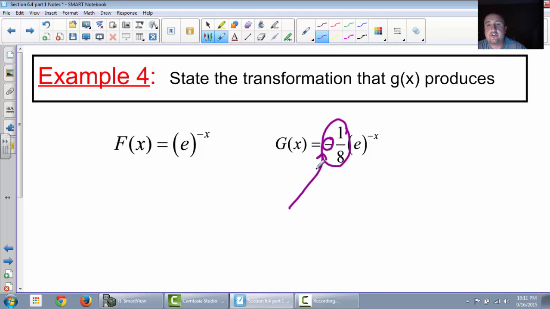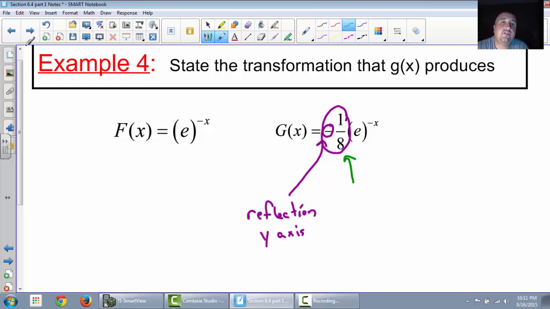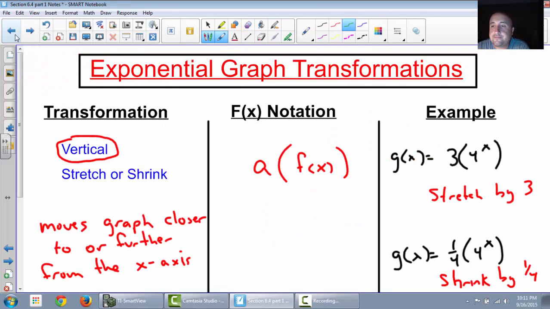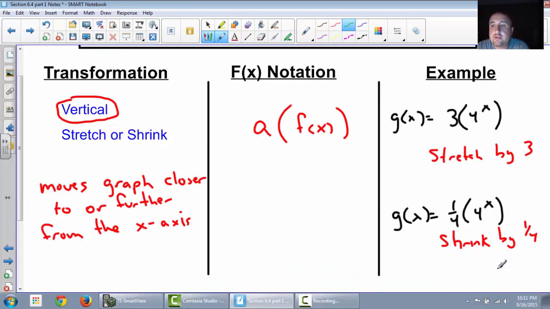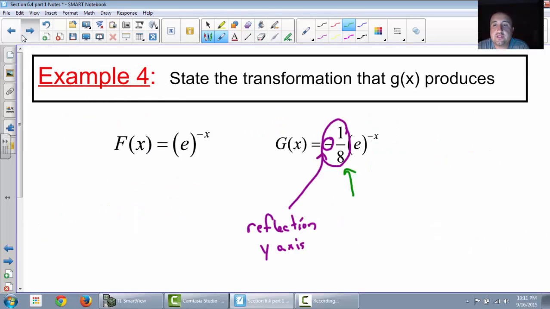So that negative is a reflection over the y-axis. Okay. Now, what does multiplying the whole function by 1/8 do? Okay, so let's find that cheat sheet. When we multiply our whole function by an a value, in our example that is 1/8. This one's 1/4. It's a shrink by 1/4. Okay, so it's a vertical shrink by 1/4. So what is this one going to be? This one should be a vertical shrink by 1/8.